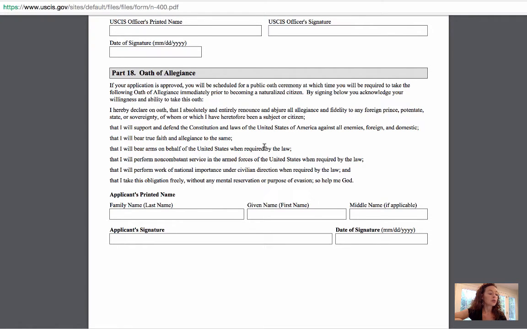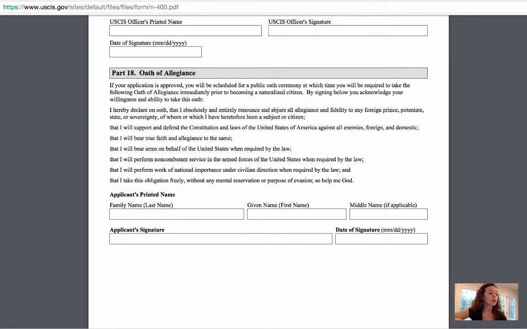If the officer approves your application, you must take this oath of allegiance to become a U.S. citizen. In limited cases, you can take a modified oath. The oath requirement cannot be waived unless you are unable to understand its meaning because of a physical or developmental disability or mental impairment. For more information, we could see the Guide to Naturalization. I'll put that link down below. Your signature on this application only indicates that you have no objections to taking the oath of allegiance. It does not mean that you have taken the oath or that you are naturalized.